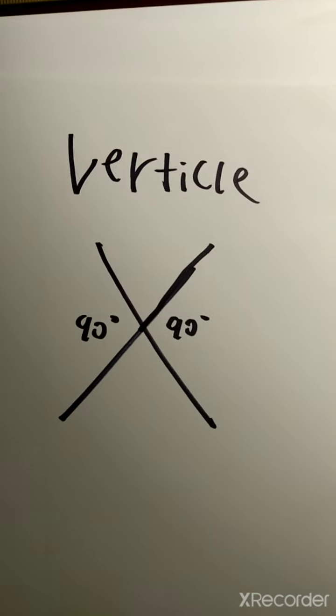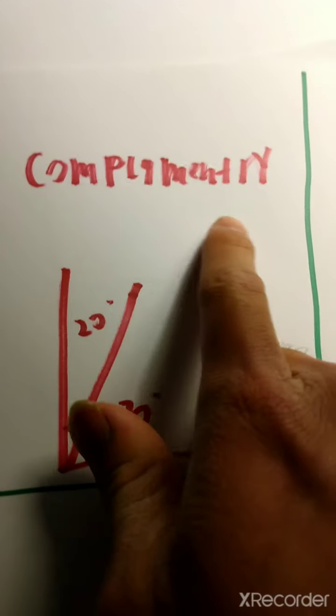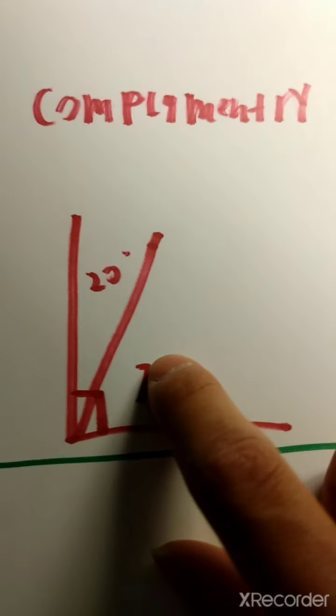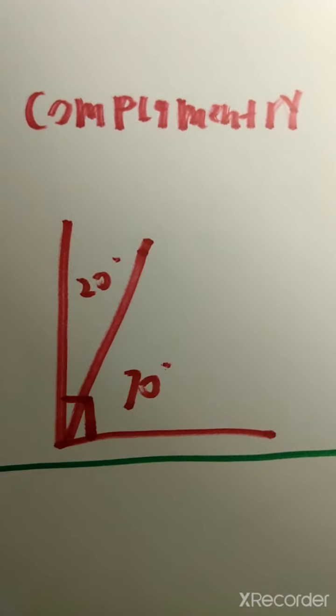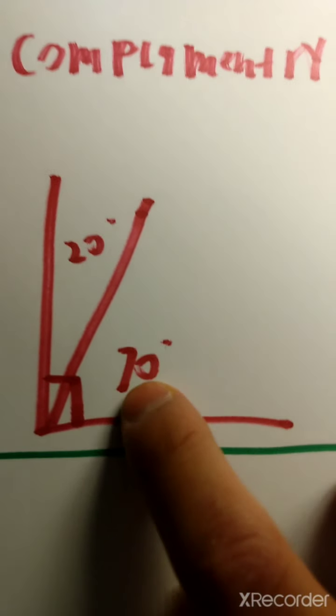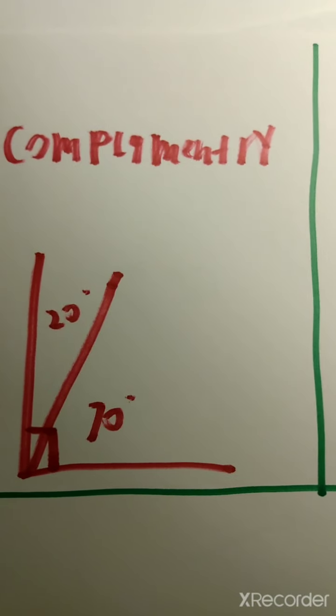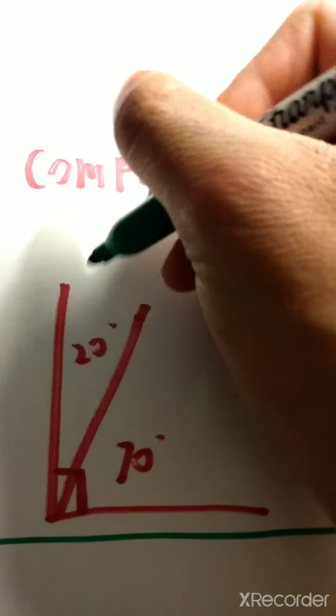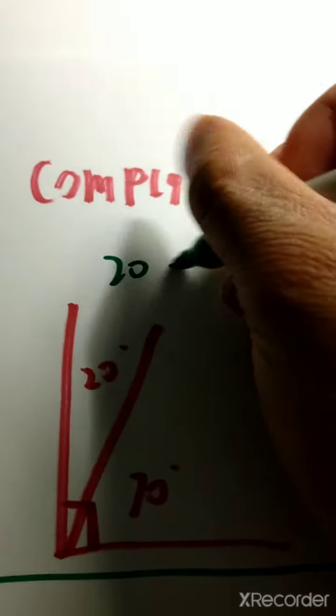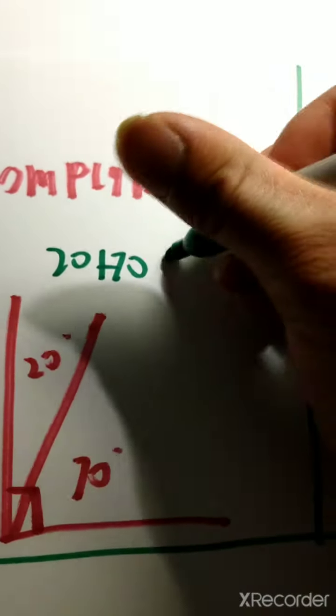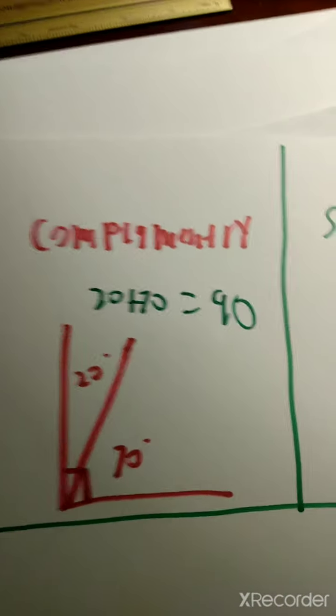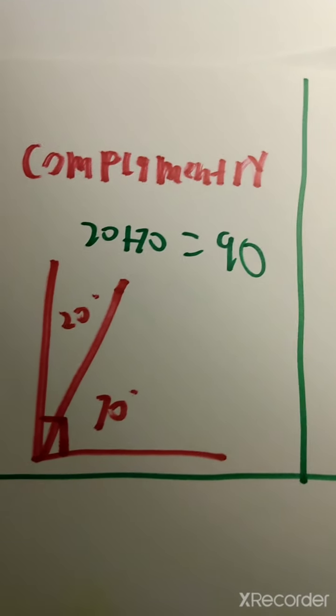Let's start explaining. Complementary angles are angles that add up to 90 degrees. So pretty much 70 plus 20 is 90. These two angles, 20 and 70, both equal 90 degrees. This is an example of a complementary angle.